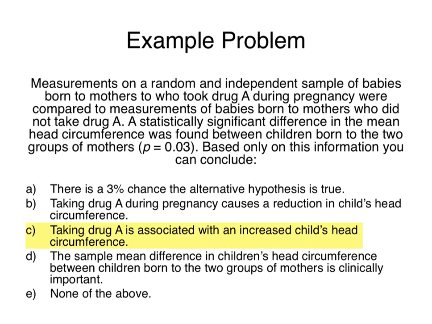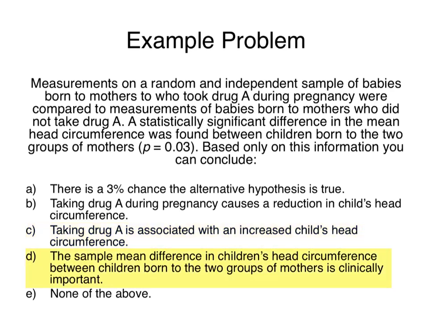C is taking drug A is associated with an increased child's head circumference. Again, we cannot infer this from the information provided. We only know that there's a statistically significant difference in head circumference for children from the two groups. But we don't know if drug A is associated with higher or lower head circumference based on this p-value alone.